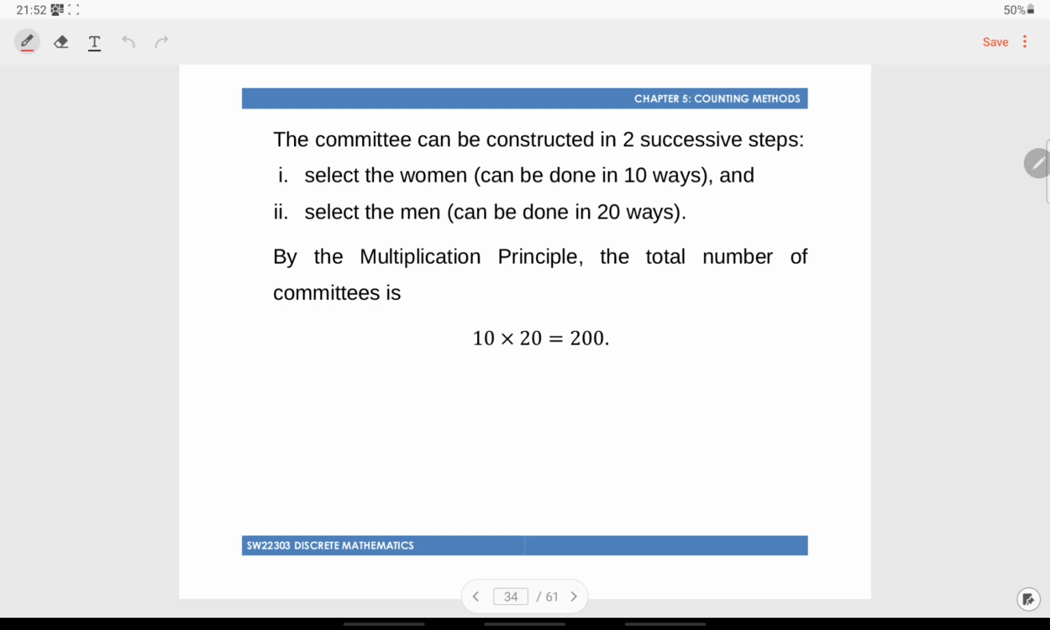Then we conclude that the committee can be constructed in successive steps. We choose the women first, followed by the selection of men. That means this task can be done in successive steps, the first step can be done in 10 different ways, while the second step can be done in 20 different ways. So according to the multiplication principle, the total number of committees is equal to 10 times 20, which is equal to 200. We use multiplication because the task can be done in successive steps.